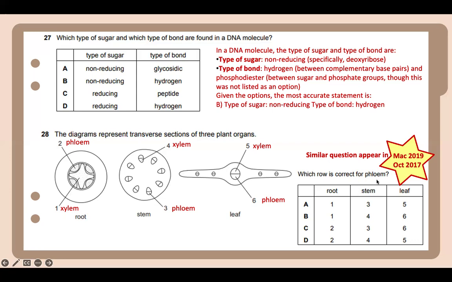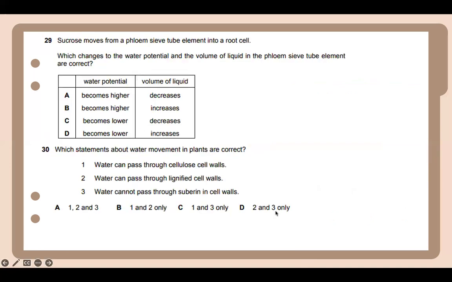Which row is correct for phloem? So the answer would be C. For the root, 2 refers to phloem, for the stem 3 is phloem, and for the leaf, number 6 is the phloem.